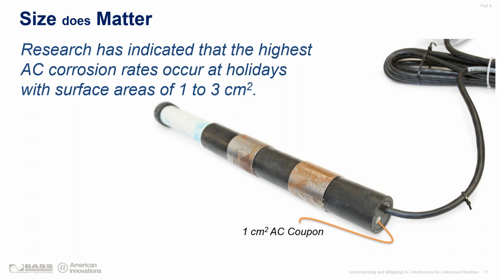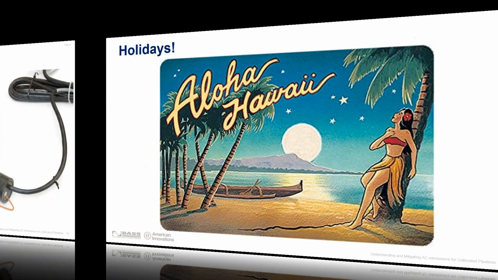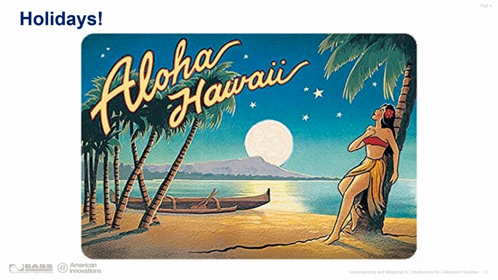And research has shown that the best size to most accurately gauge the risk of AC corrosion is going to be using that smaller coupon, 1 centimeter to 3 centimeters squared. And we're going to talk a little bit about why that size is important. And it has a lot to do with the sizes of the holidays. Now, these things are supposed to be simulating what would be if you had a holiday on your pipeline.